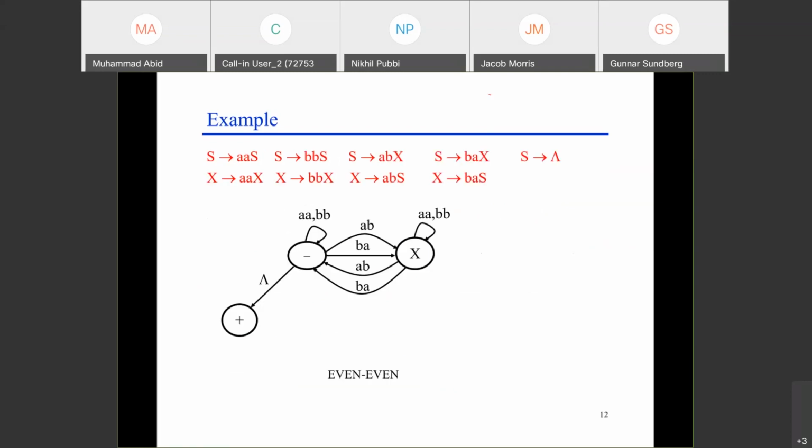Okay, so now look at this. We have this grammar here, and this is a context-free grammar. We will see how many production rules it has: 1, 2, 3, 4, 5, 6, 7, 8, 9 production rules. How many non-terminals does it have? S, X, two non-terminals. How many terminals does it have? A, B, and that's it. And how many start production rules does it have?